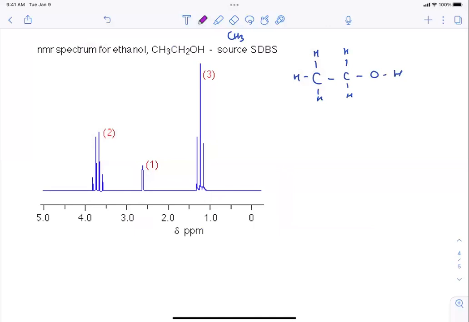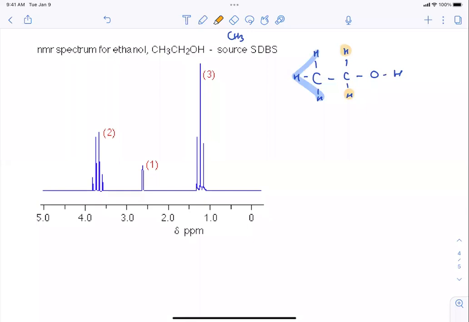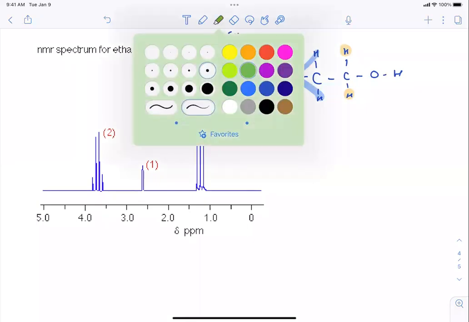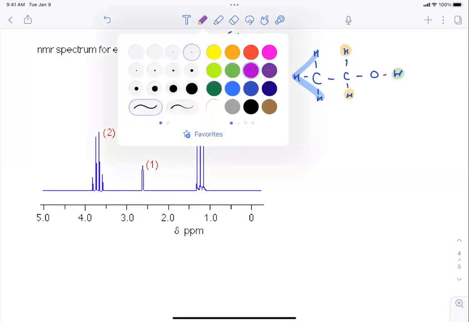How many environments do we see in ethanol? Three, right. Where are the three environments? Just give me one environment. The CH3. Okay. What's another one? The CH2, sorry. And then the last one would be this H here. So we have three environments, okay?